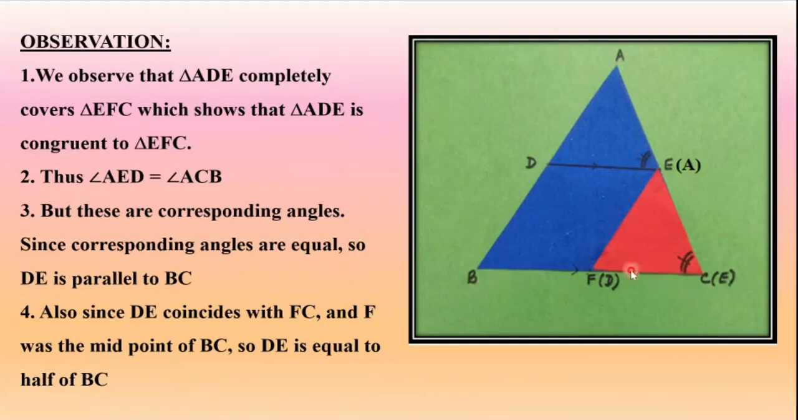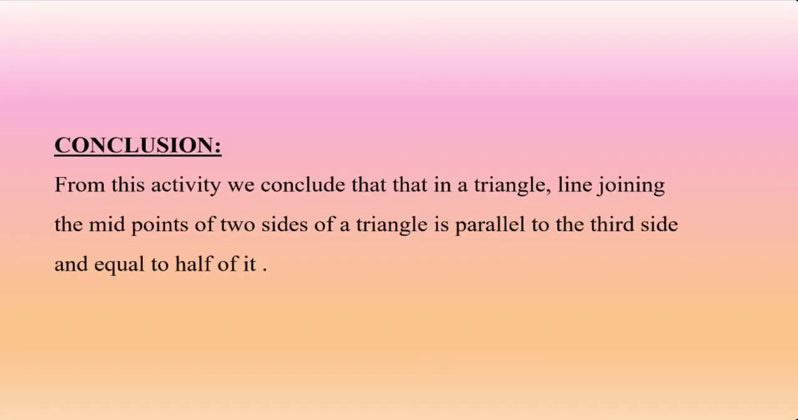Also, since DE coincides with FC, and FC was what? F was the midpoint, so FC was equal to half of BC. So that means DE is equal to half of BC. So this is also proved. So let us see the conclusion now. From this activity, we conclude that in a triangle, the line joining the midpoints of two sides of the triangle is parallel to the third side and half of it. So this was the midpoint theorem. I have proved that. I hope this activity is clear to you.